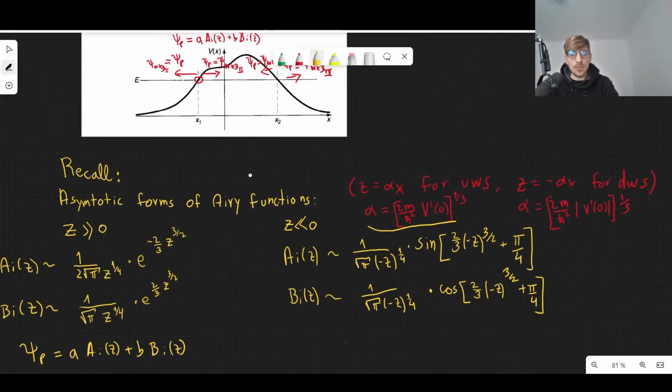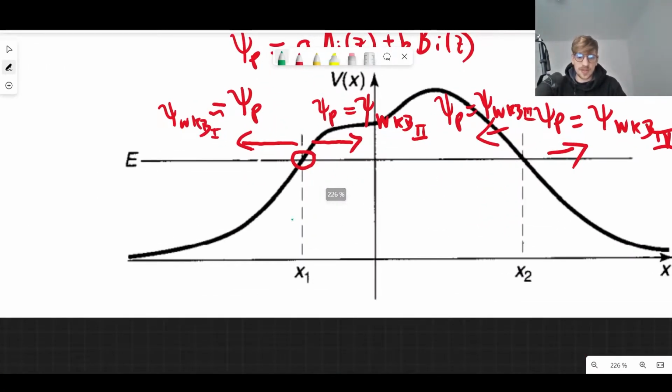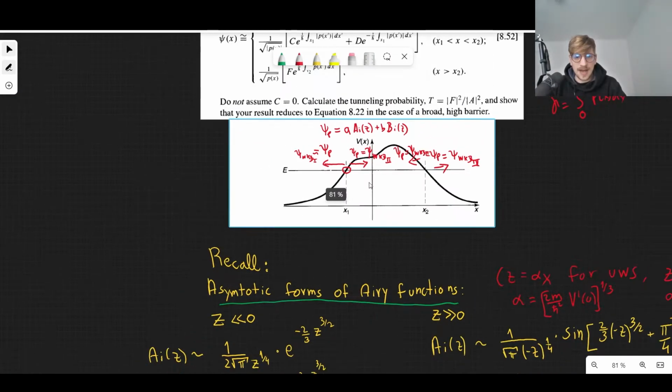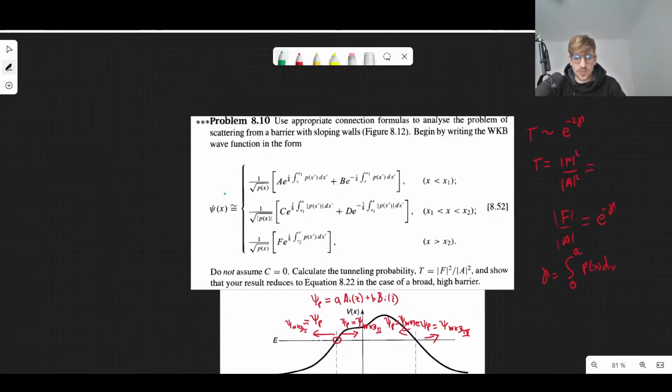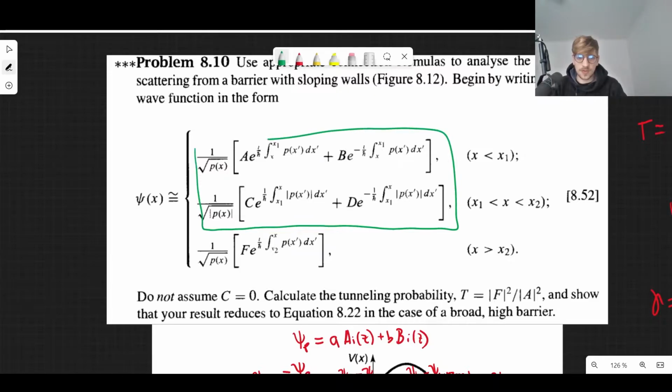And now we can move on and actually begin with the problem. Let's go for it. You can start wherever you want. I'm going to start with region x1. So let's take a look at this wave function. In region x1, we're going to be dealing with these two functions, not with the other one.